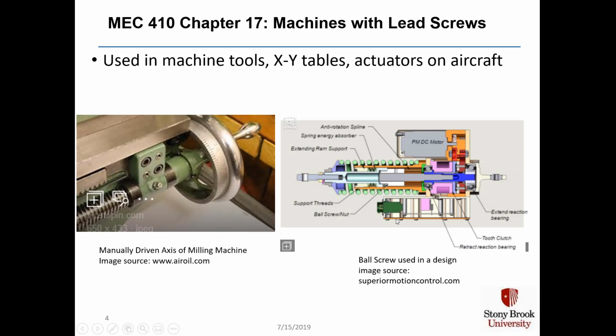This is a section view of a ball screw. You have a DC motor that rotates the screw, and then there's a nut in it that moves up and down. Here's your ball screw nut. You also have support threads that are needed. You have a clutch in it. You have bearings. You have a lot of the components that we had in our Chapter 15 Design Project 1.